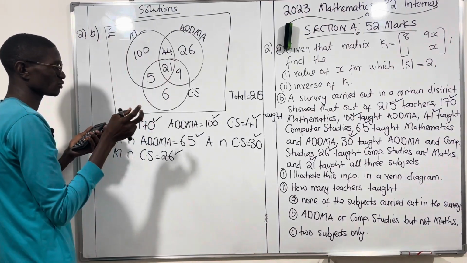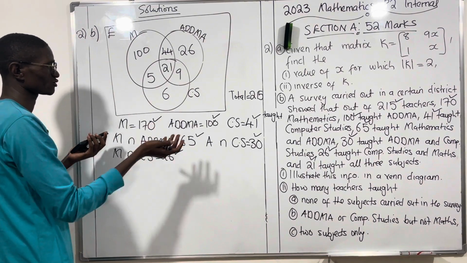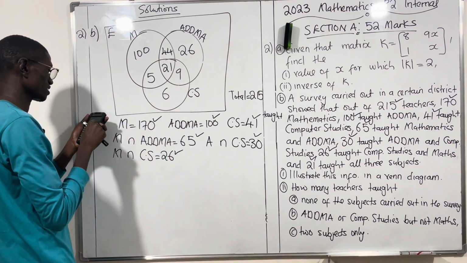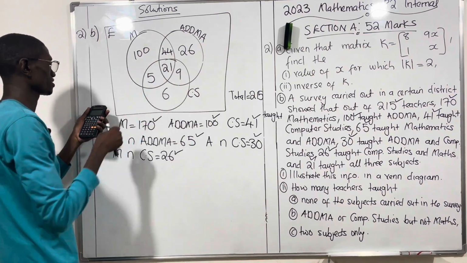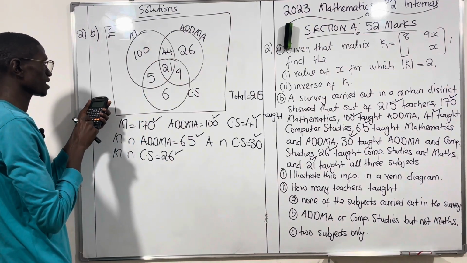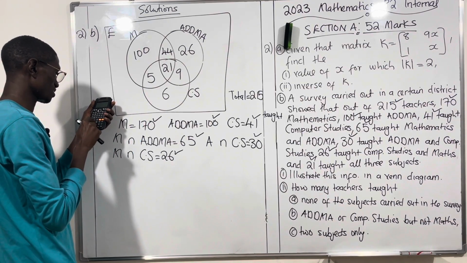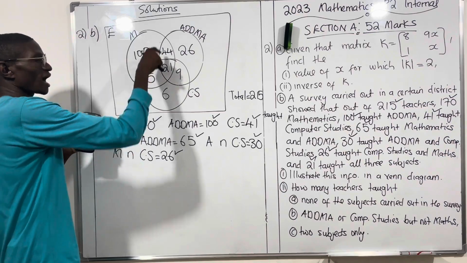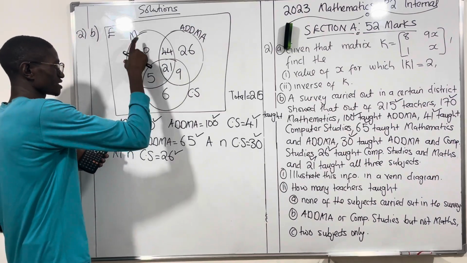If you want, you can confirm. We have already confirmed, I think, by the addition that we are doing. When you add everything there, it should give you 170. For example, let's add everything in the set for mathematics: 100 plus 44 plus 21 plus 5. What do we get? We get 170. So meaning all the values here are correctly placed in the set for mathematics.